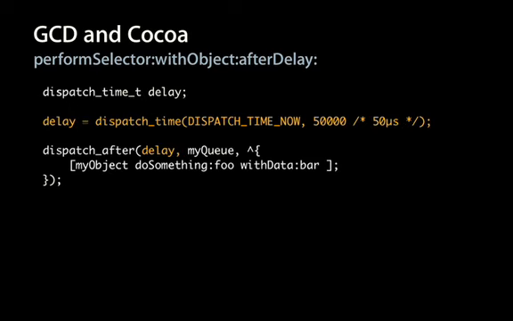And finally, we have perform selector after delay. And as we talked about this morning, we have the concept of time in GCD, which allows you to specify arbitrary timeouts. In this case, we're specifying a timeout that is 50 microseconds from now. And we can use the dispatch after API. It'll perform a block after that period of time has elapsed. It'll get submitted to the queue at that point. So very similar to perform selector after delay.